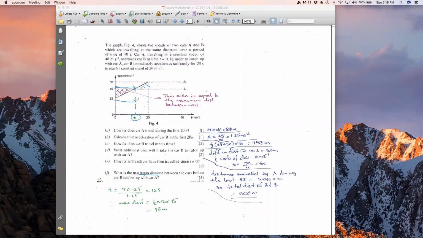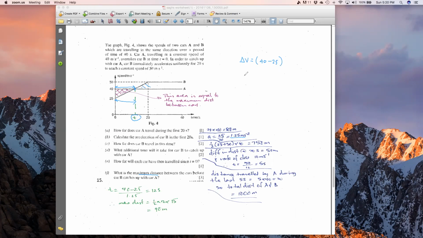This dimension is interesting because this time from here to here is the time it takes for B to go from 25 to 40. And we know the acceleration. We know the acceleration of B is 1.25. So delta V, the change in velocity we are seeing, is equal to what? The change in velocity is the difference between 40 and 25. The change in velocity is 15.